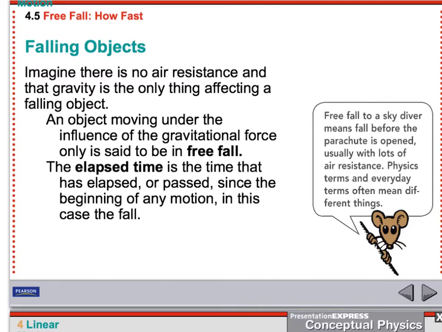That is different than if you're talking to a skydiver. To them, free fall means the time they experience falling before they open their parachute. True free fall, as we're going to define it in this course, means an object falling where the only force acting on it, making it move, is the gravitational force. So there would be no air resistance, just the force of gravity pulling it towards a larger object.